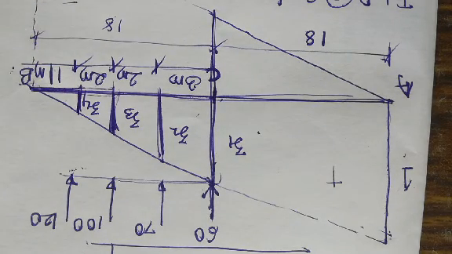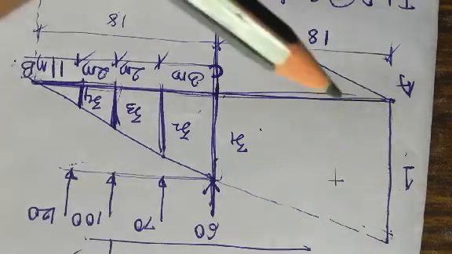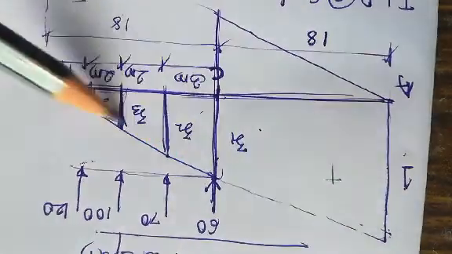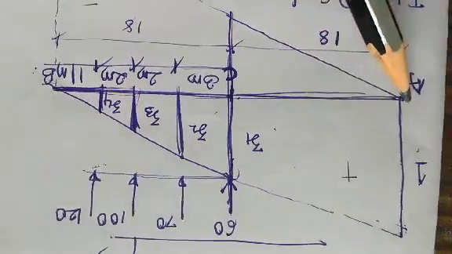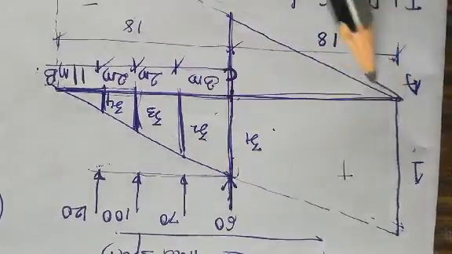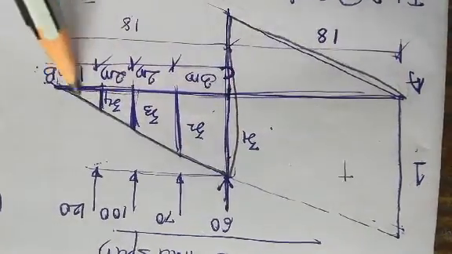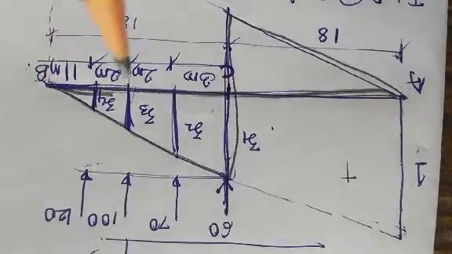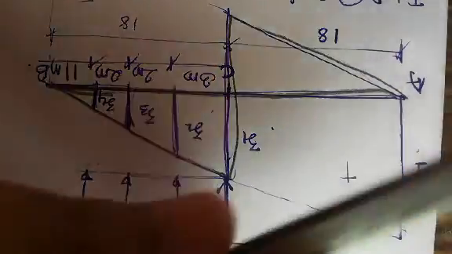Now again you have to use your similar triangles. Since we are calculating for positive shear force, the upper side of the shear force diagram will be used. This is your actual shear force diagram, this part. Okay. Now this is not present.